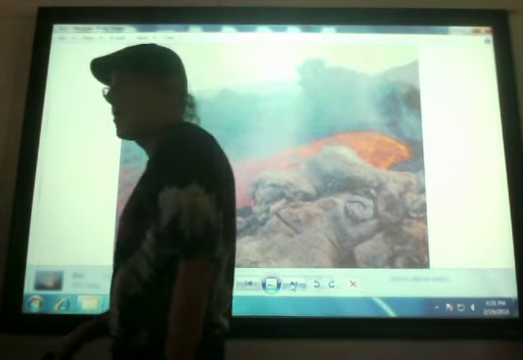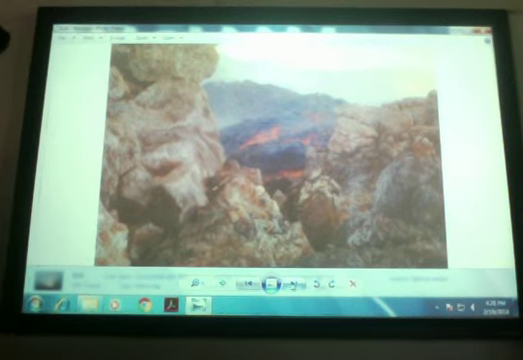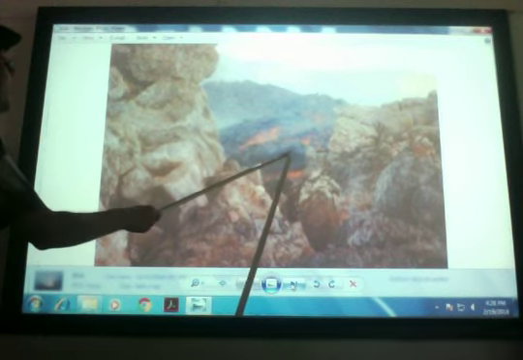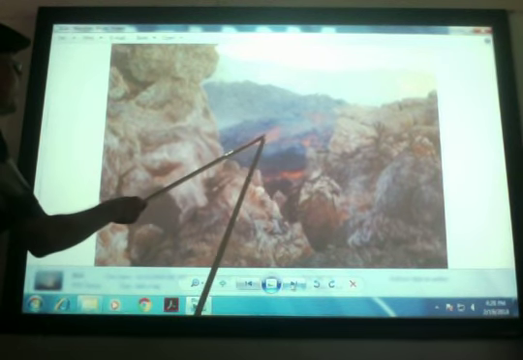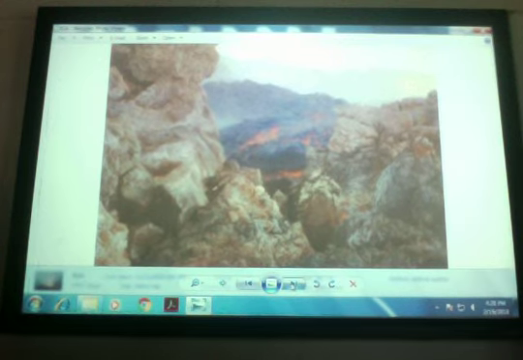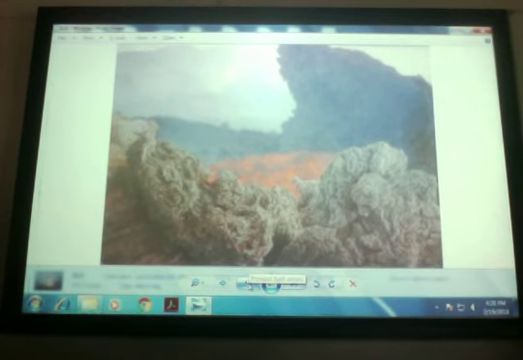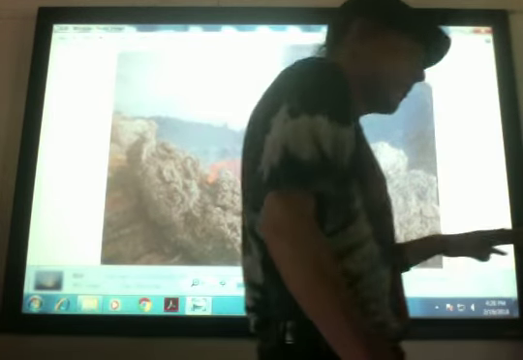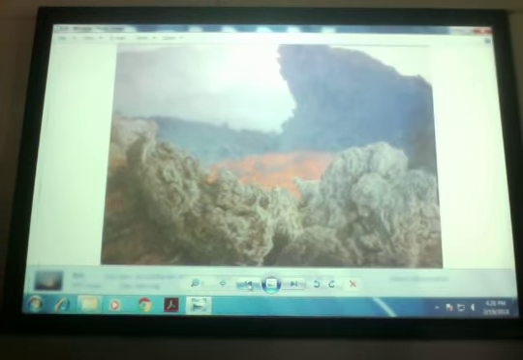So, next slide. Yeah, that's the same. Here you have more solidified magma, and here is still melt. Here you also have a lot of sulfur, and that comes out everywhere on the flanks of the volcano.